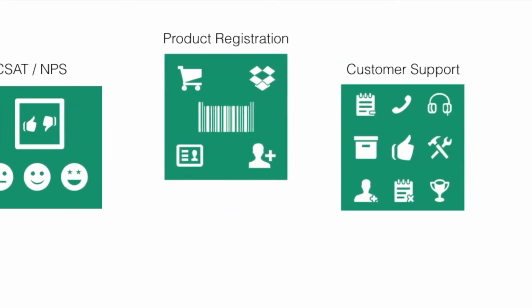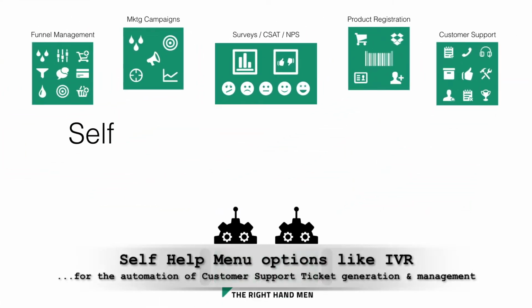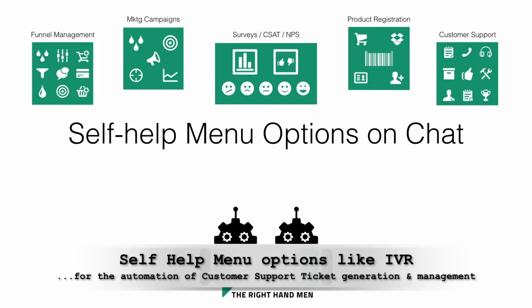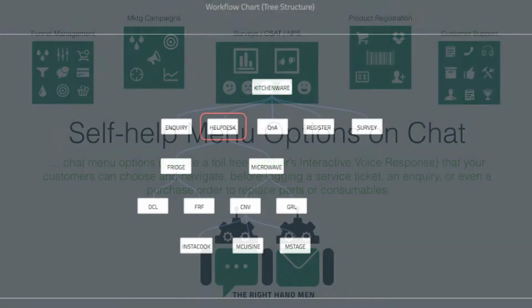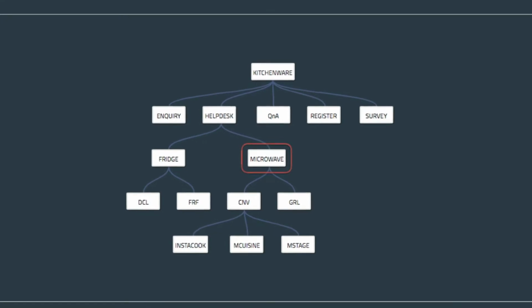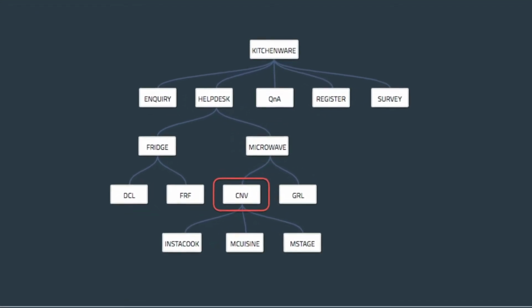In this video, we're going to show you how to create a self-help menu with options that your customers can choose and navigate before logging a service ticket, an inquiry, or even a purchase order to replace parts or consumables. This is similar to the interactive voice response menu, or IVR options, that we hear on toll-free numbers.